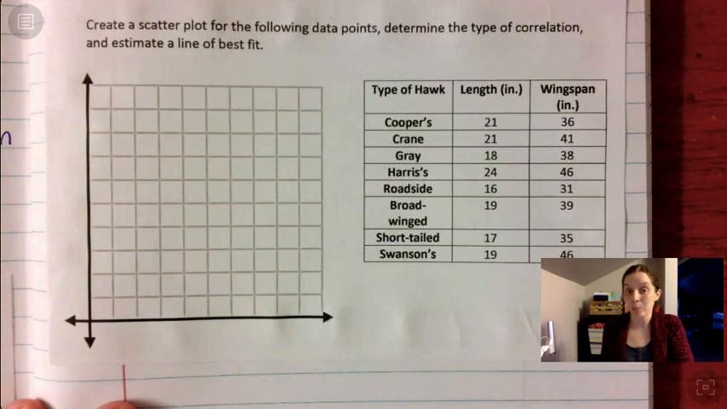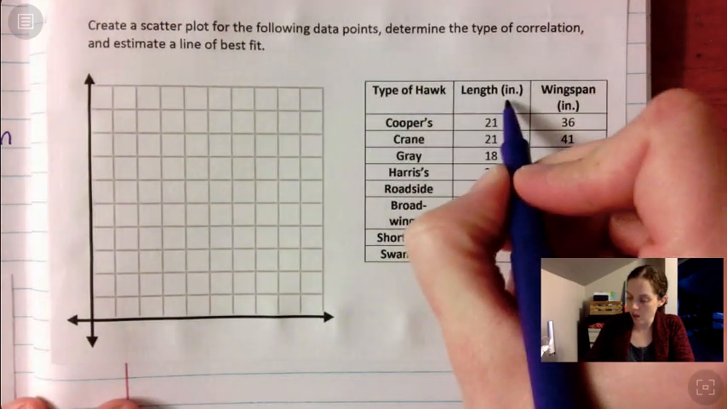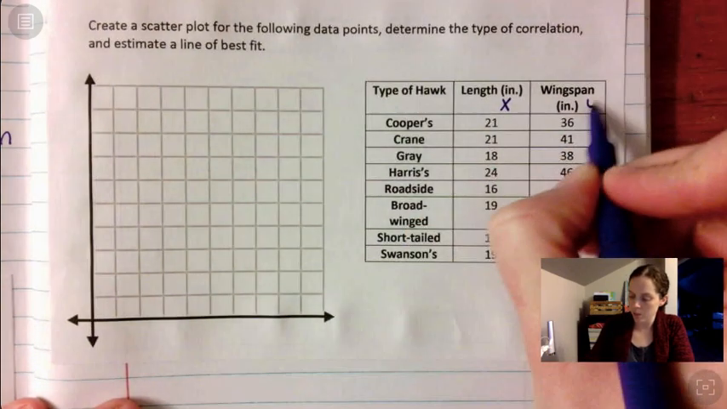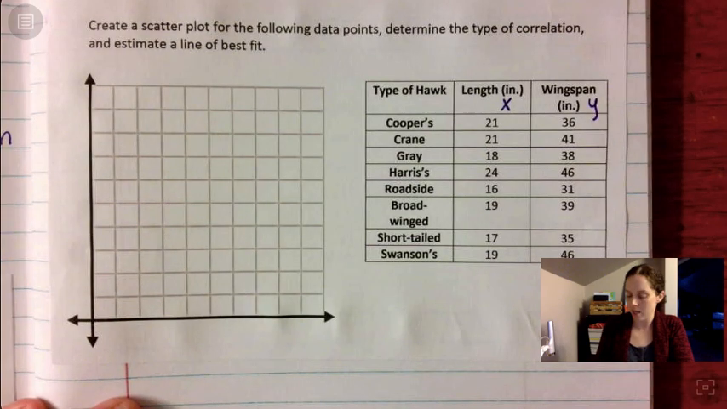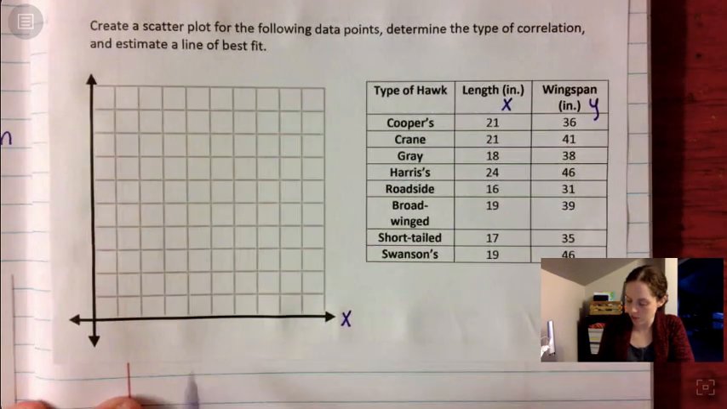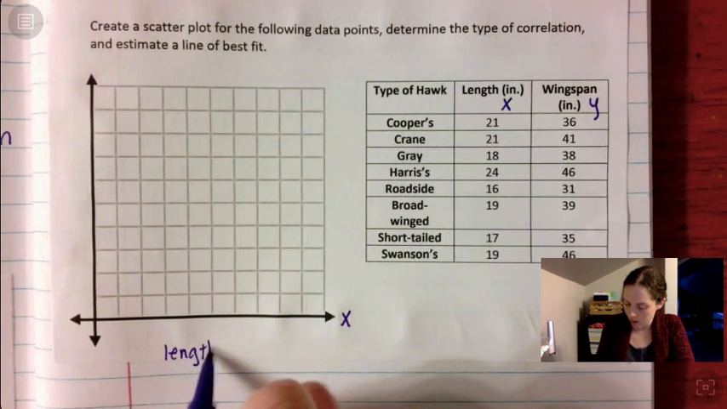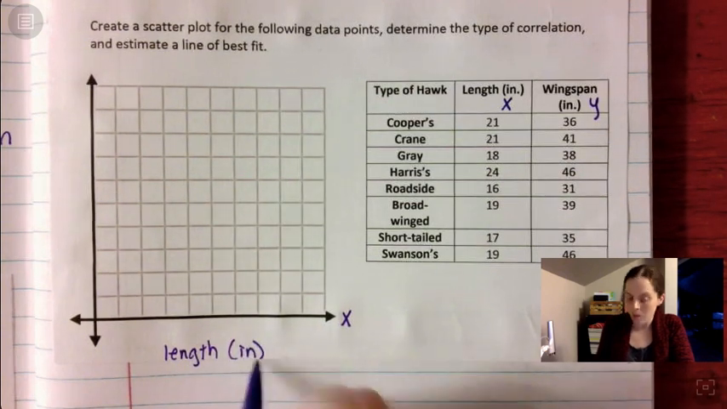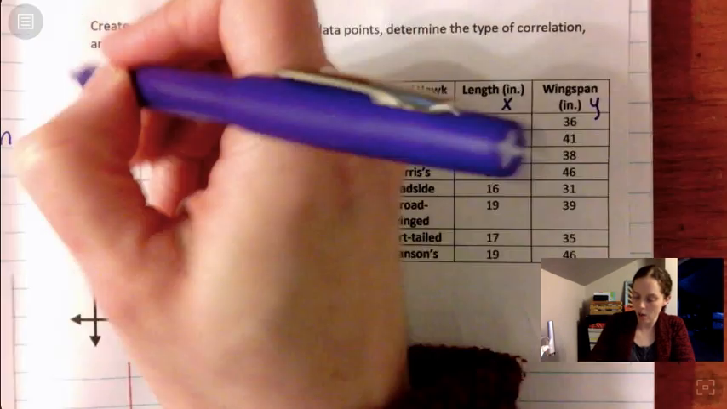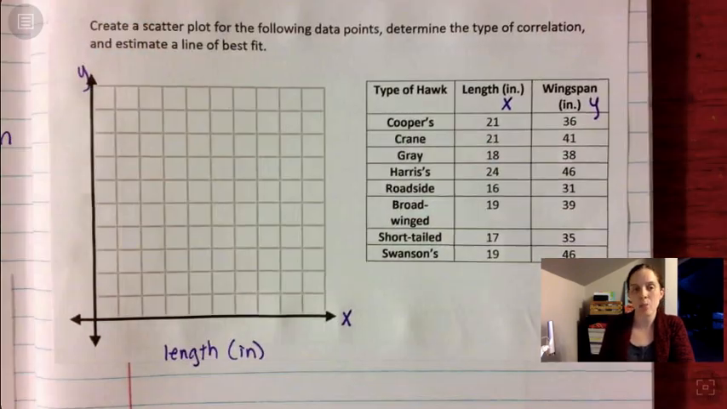So again, this length is going to be our x values, and the wingspan is going to be our y. So this is my x-axis. So down here, I'm going to label this as the length in inches. And then this is the y-axis. So this is going to be the wingspan.